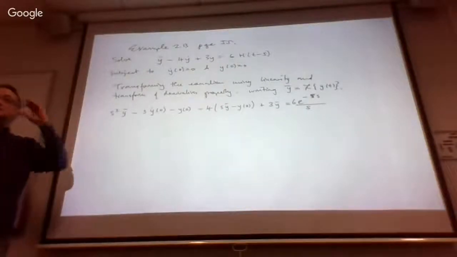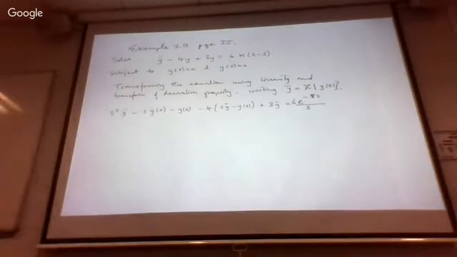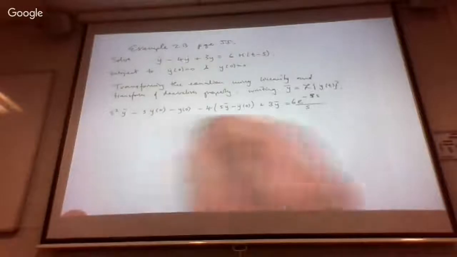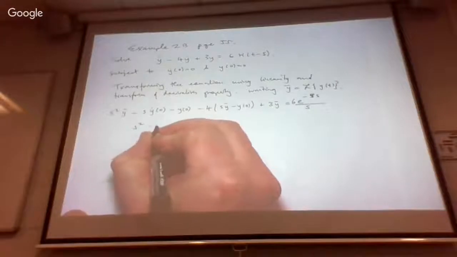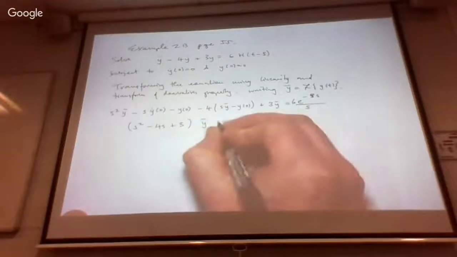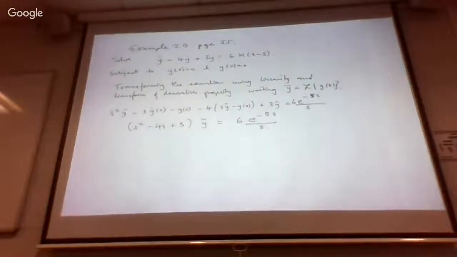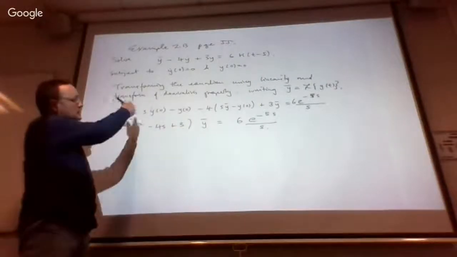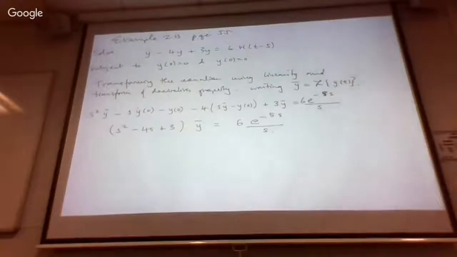This transformed equation can be simplified because it's got those initial values in, which helpfully in this example are zeros, the simplest kind of setup we can have. So really the left-hand side just amounts to the polynomial s squared minus 4s plus 3, all multiplied by y bar, and this equals 6 e to the minus 5s over s. Okay. So that's bringing in the initial conditions, and now we're just one step away from solving for y bar. We just have to divide both sides by that quadratic polynomial on the left.